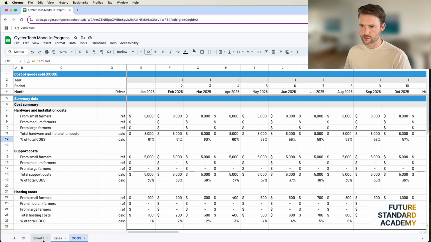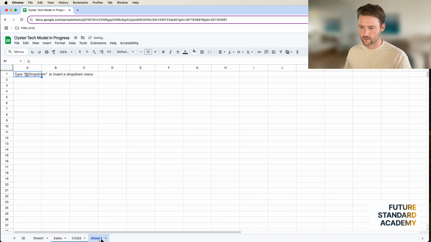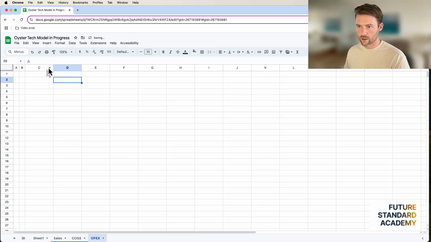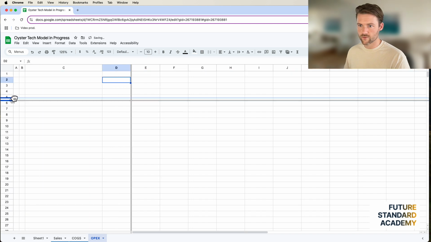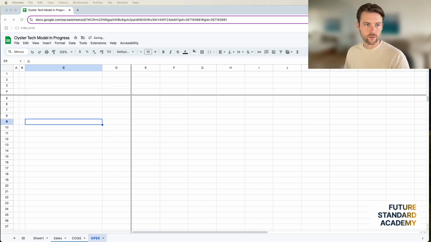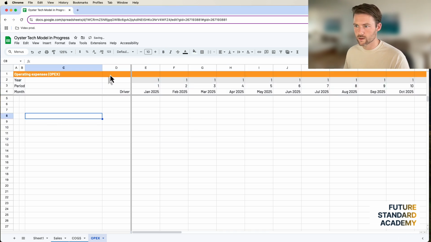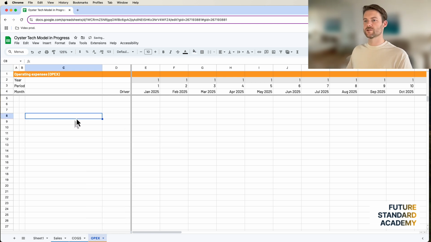So let's make a new sheet. OpEx, operating expenses. Do my column sizing. This is going to go to D. This is going to go to 4. And then we're going to bring in the operating expenses. Got a different color for this one, because it's below the line of gross margin now.